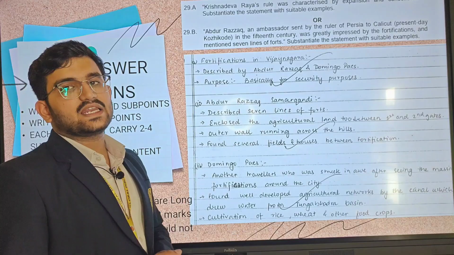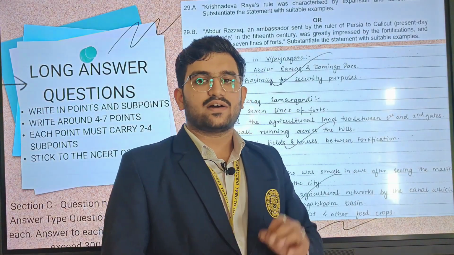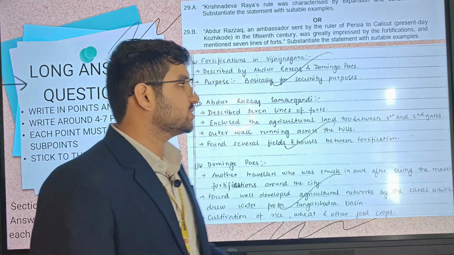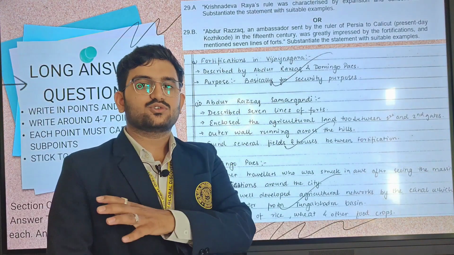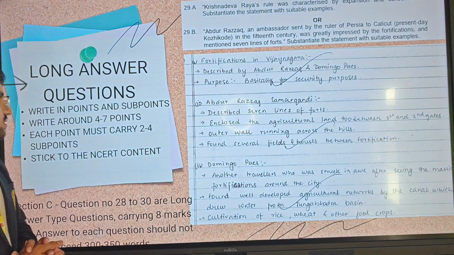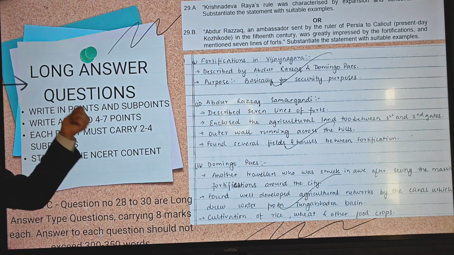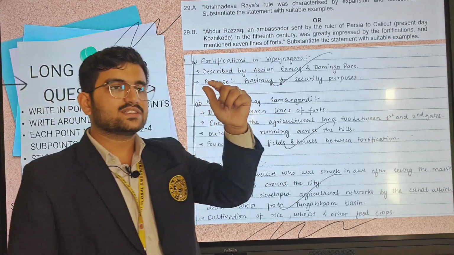Long answer questions will carry 8 marks each, and again you will have internal choice in each long answer question. If it is of 8 marks, then you have to attempt it in approximately 300 to 350 words, which means you have to write your answers in points and sub-points. You have to write it in points, then sub-points.